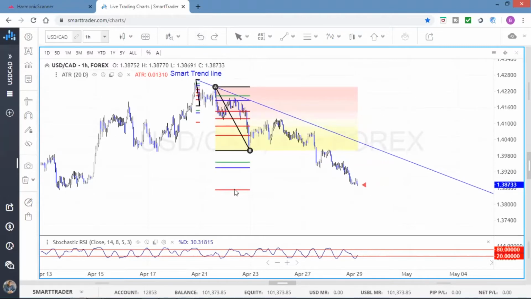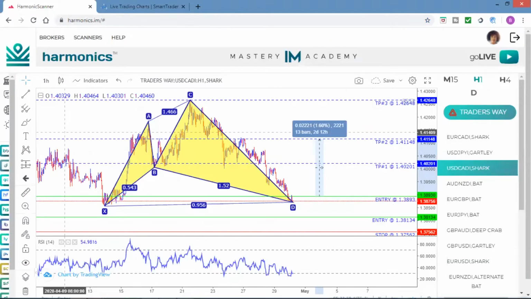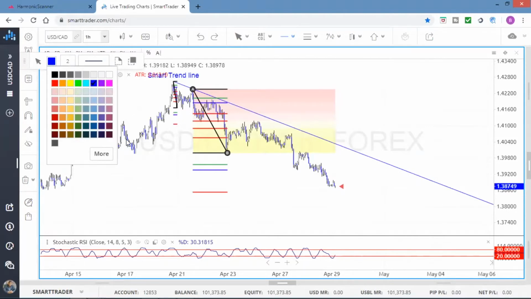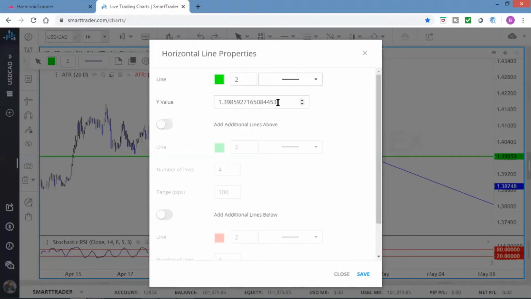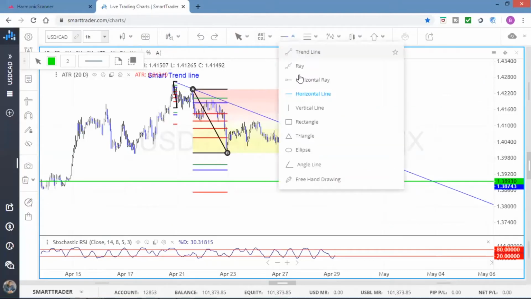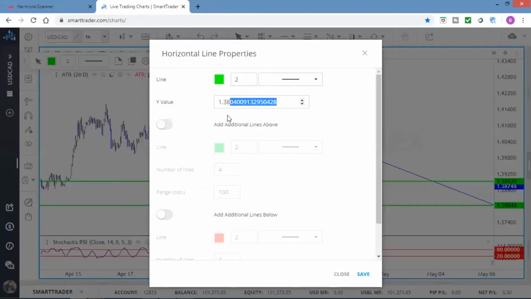So now that we know where our D extension is, we want to plot out those entry points that it gave us. So the first entry was at 138.93. So we're going to put that at 138.93. So that was our first entry, which is our minimum entry, and then our maximum entry is at 138.13. So 138.13.